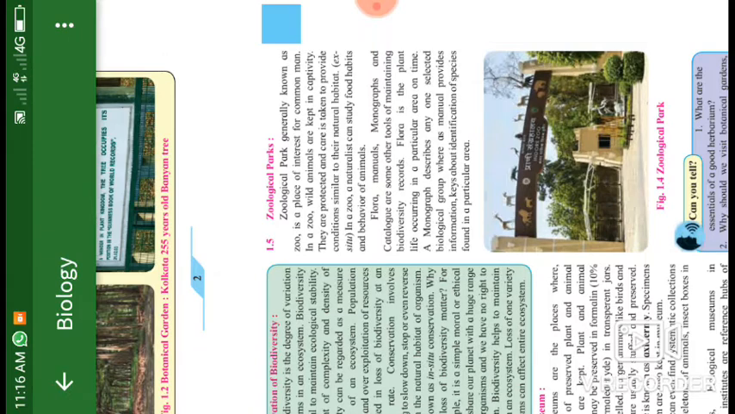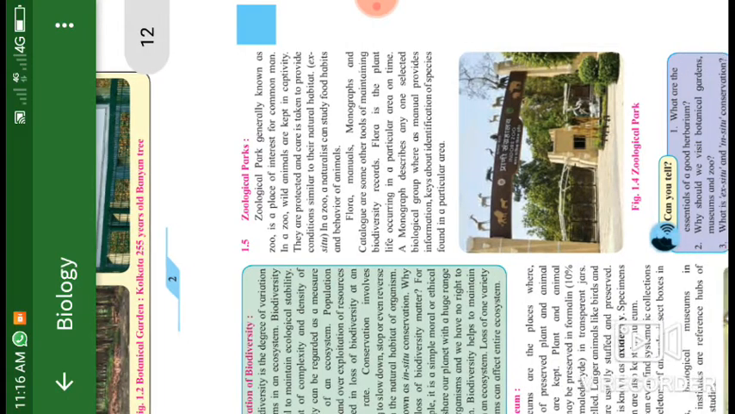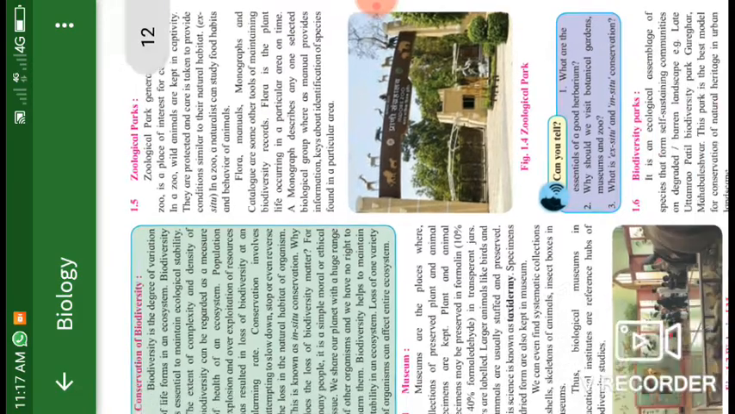Flora, manuals, monographs, and catalogs are some other tools for maintaining biodiversity records. Flora is the plant life occurring in a particular area at a particular time. A monograph describes any selected taxonomic group, whereas a manual provides information and keys for the identification of species found in a particular area.